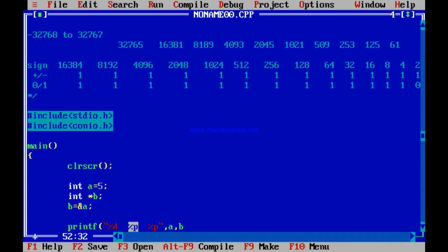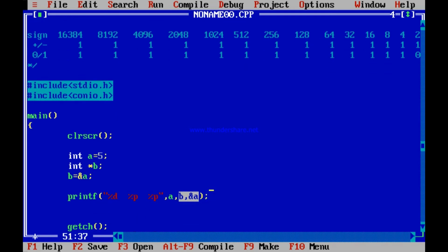B is an address. B contains the address of what? B contains the address of A. So something should be there. Then you print ampersand A. So these two should be same. B is B, you have already stored the address of A within B. So if you print B, it should print the address of A. If you print ampersand A, it directly prints the address of A.